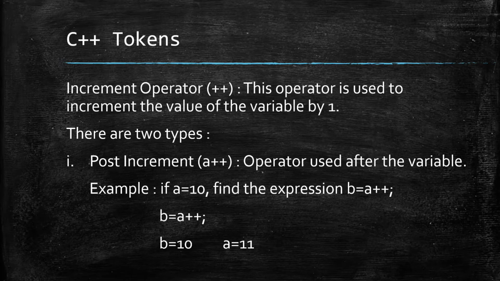So what is post increment? It is a plus plus, an operator used after the variable. The post increment definition says it is the operator used after the variable, so I'll denote it as a plus plus. Now let us see what it actually means with an example. If a is equal to 10, find the expression b is equal to a plus plus.